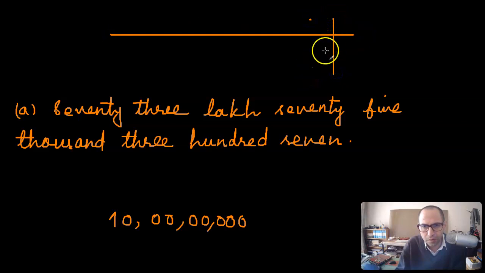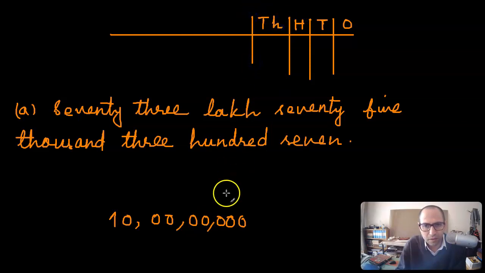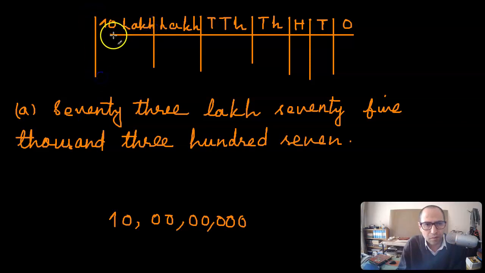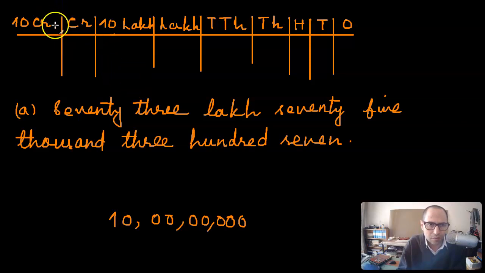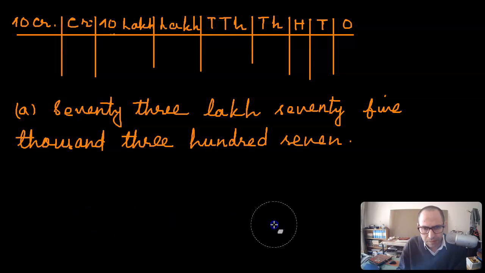So you have the ones place value, the tens place value, the hundreds place value, the thousands place value, the 10,000 place value, the lakh and 10 lakh, and then the crore and 10 crore. Right, so that's the place values in your number.